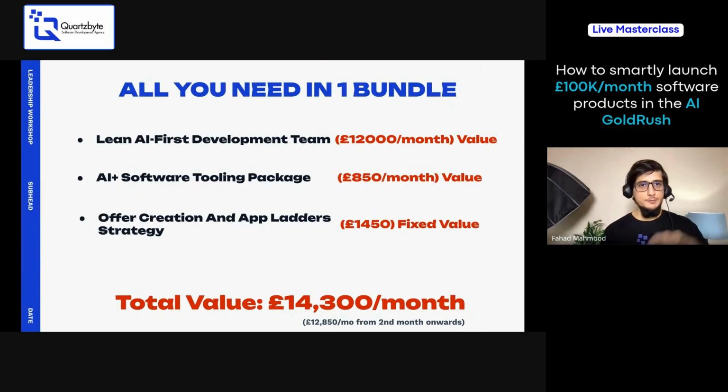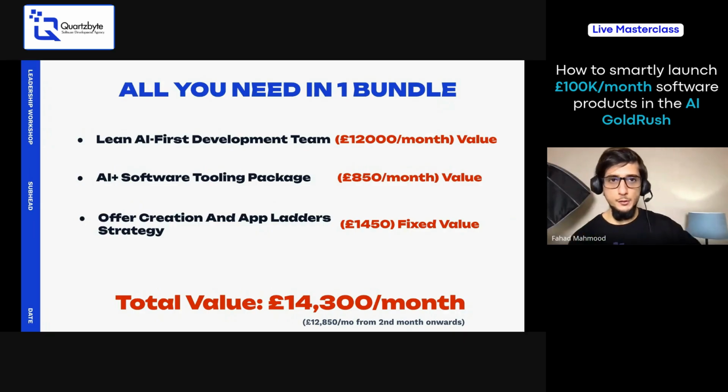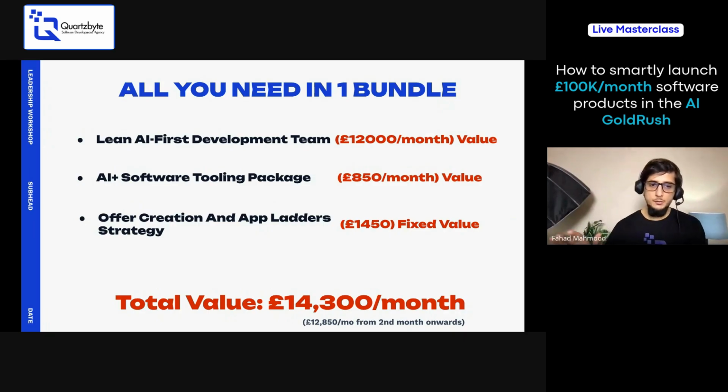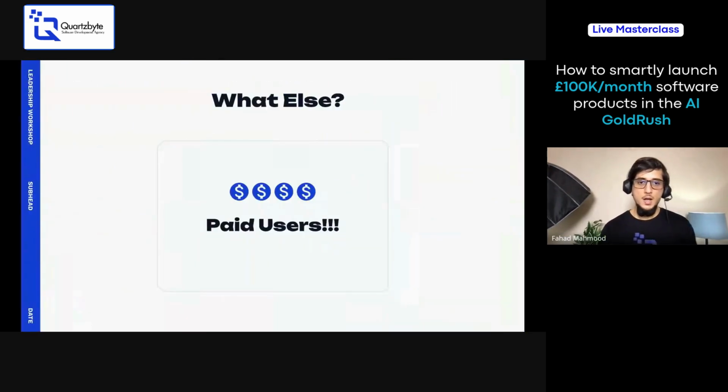So that means now, if you can also get this, right, in all you need is one bundle. You are getting Lean AI First Development Team, which has a value of 12,000 pounds. AI Plus Software Tooling Package, which has a value of 850 pounds per month. Offer Creation and App Ladder Strategy Masterclass, which has a value of 1,450 pounds. And it is a fixed value, so it is not a monthly payment. So that means the total value that you will get here is 14,300 pounds for the first month. And from the second month, it would be around 12,850 pounds per month. But again, this is still not enough, right? So you have to get offers now.